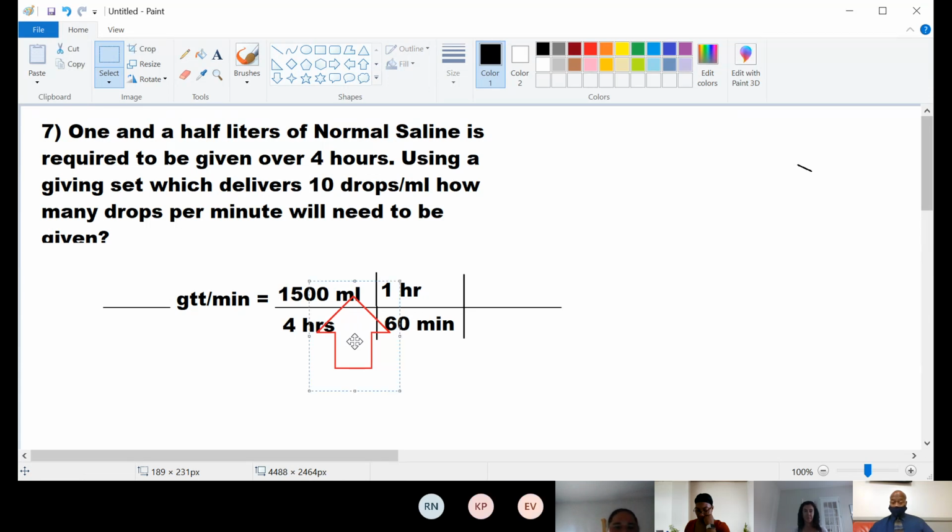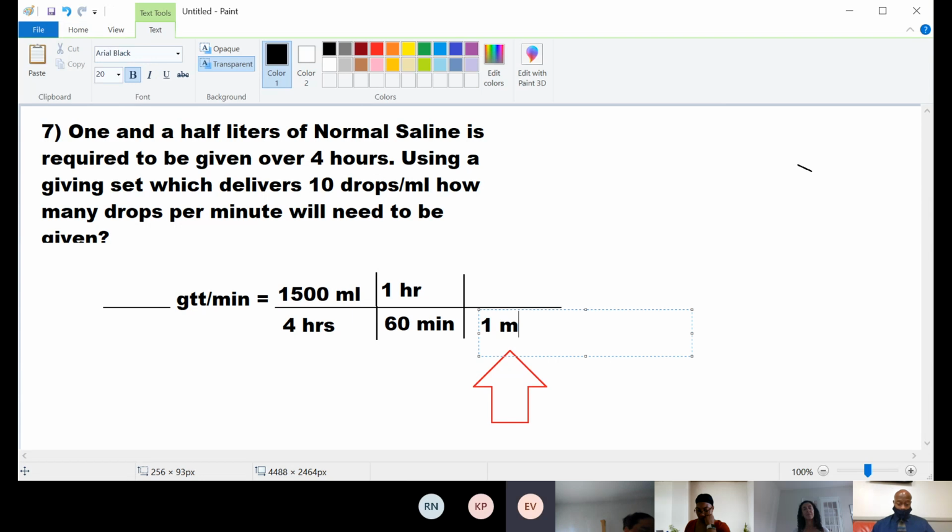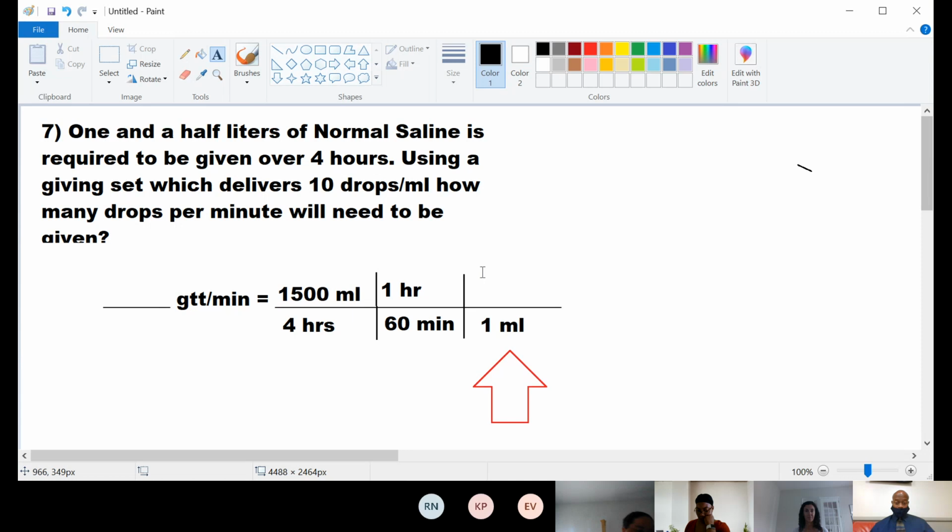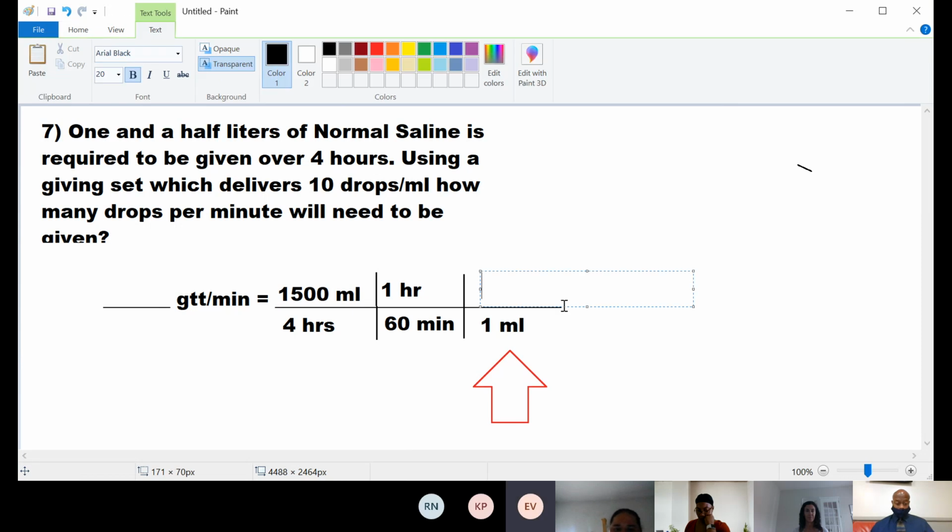Okay, hopefully everybody's with us. Why? What we're looking for, it shouldn't have milliliters in it. It should be drops by itself. So I'm about to put milliliter right there. Okay, so we got 1 milliliter. And at the top goes our 10 drops.